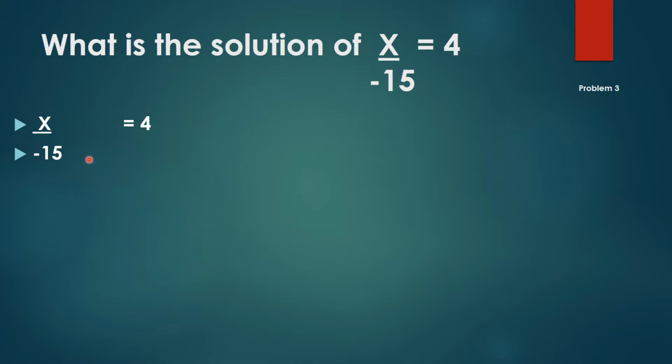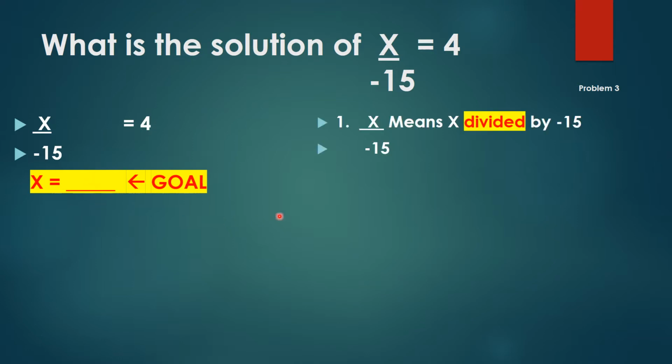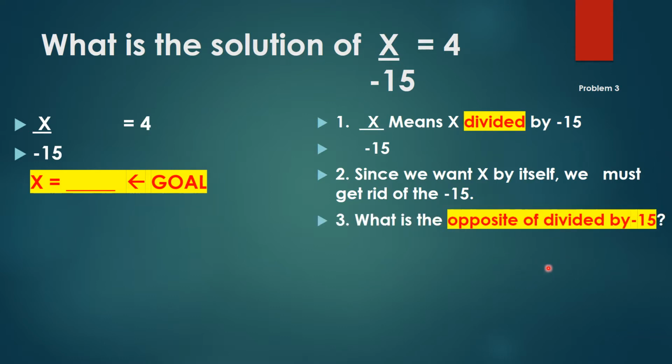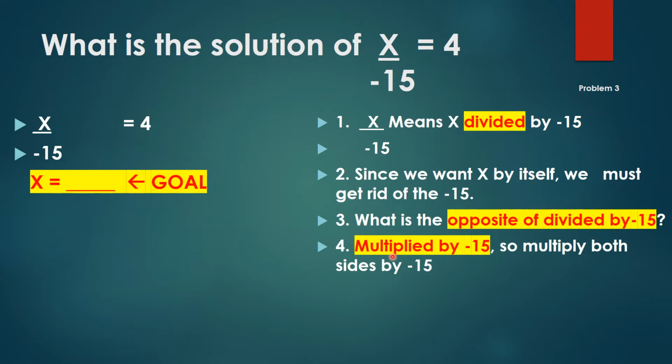And so what's the first thing we always do? We keep in mind what our goal is. So here's our goal. We want x by itself and a blank on the other side because we're going to figure out what goes on the other side. So we can look at our equation, and that x divided by negative 15 means x divided by negative 15. And we want x by itself, so we've got to get rid of that negative 15. So we ask ourselves, what's the opposite of divided by negative 15? So the opposite, of course, of divided by negative 15 is multiplied by negative 15. So we're going to multiply both sides of the equation by negative 15.